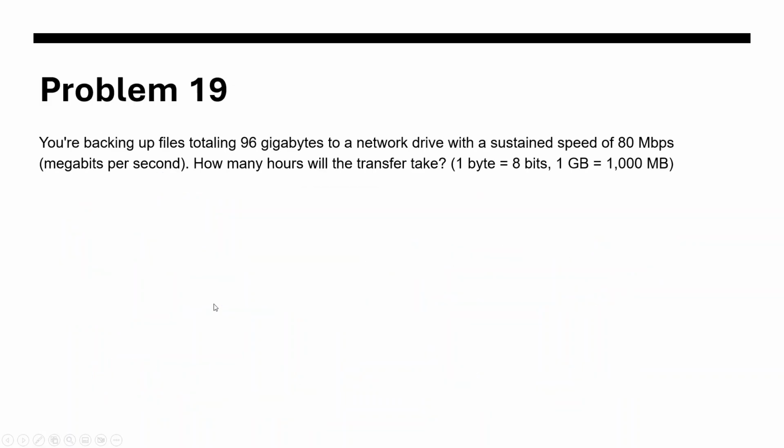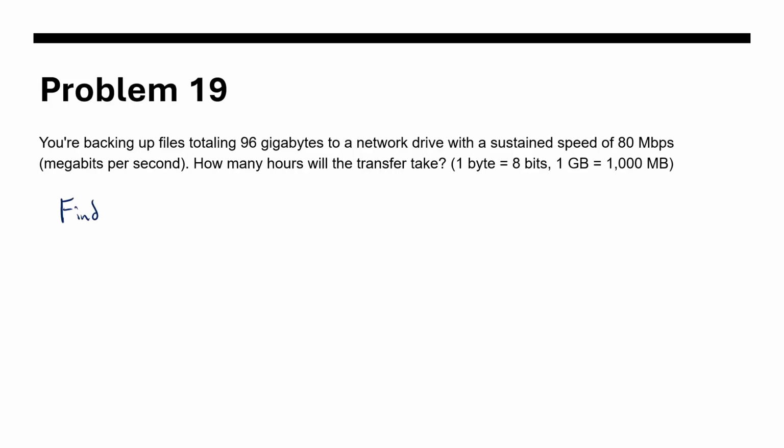All right, for problem 19, looks like we got a problem from our computer engineers. You're backing up files that total 96 gigabytes to a network drive with a sustained speed of 80 megabits per second. How many hours will the transfer take? Okay, and they tell us some of the information. We say 1 byte is equal to 8 bits, and they remind us that 1,000 megabytes is 1 gigabyte. So again, what is our criteria for success?